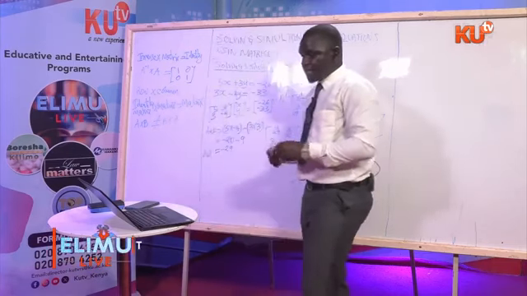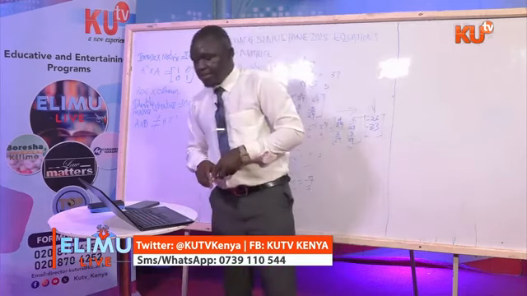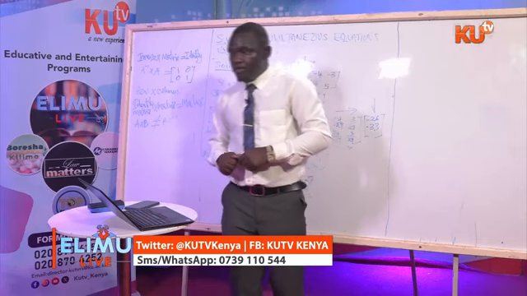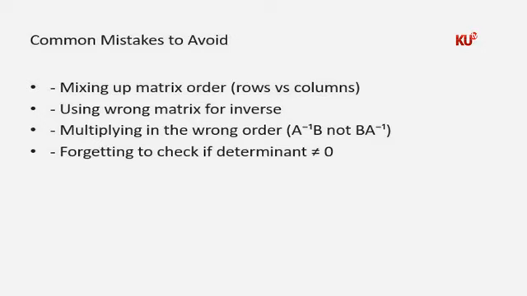The common mistakes that a learner can easily make in this subtopic, the common mistakes to avoid. Number one, mixing up the matrix order. That is the rows versus the columns. Make sure you don't mix up the rows and the columns. Mistake number two, using the wrong matrix for inverse. Make sure you are using the correct matrix. Get 1 over determinant, interchange the position of values in the main diagonal, then negate the values in the minor diagonal.